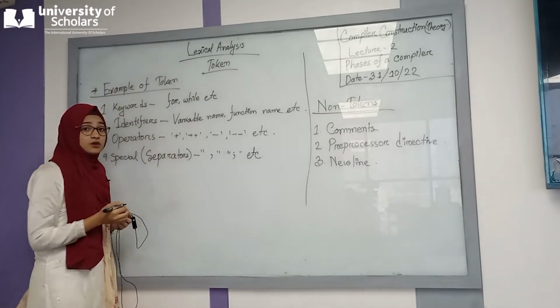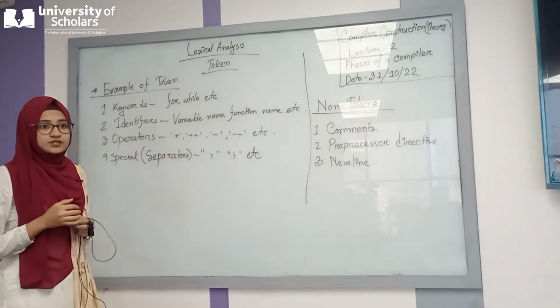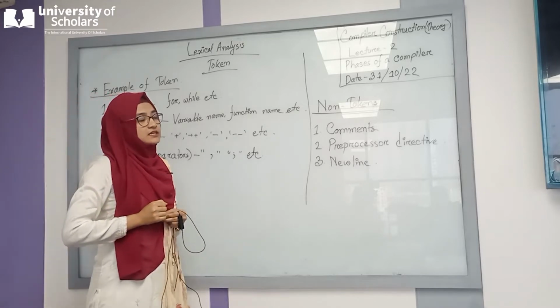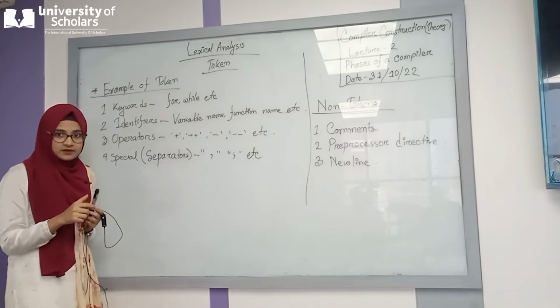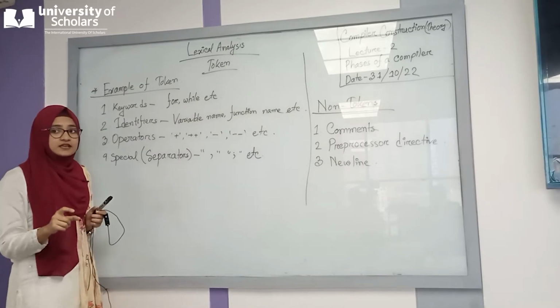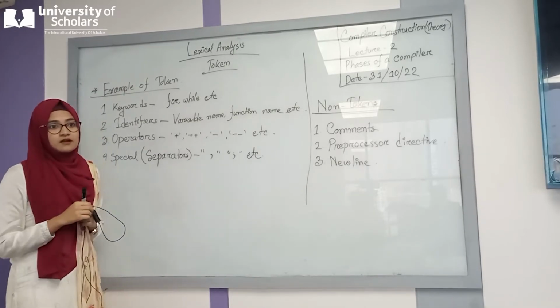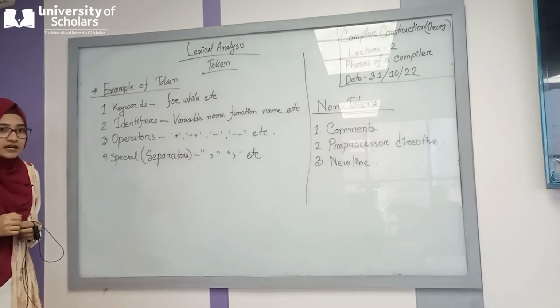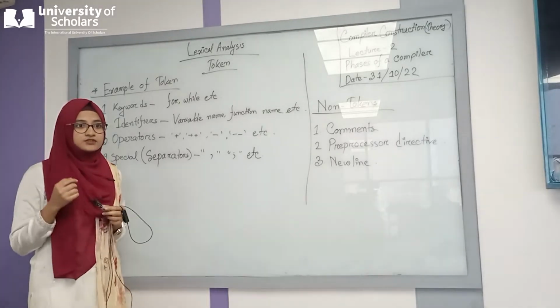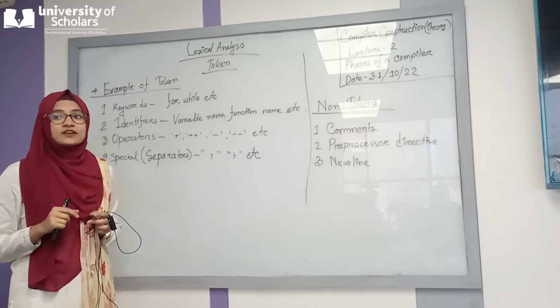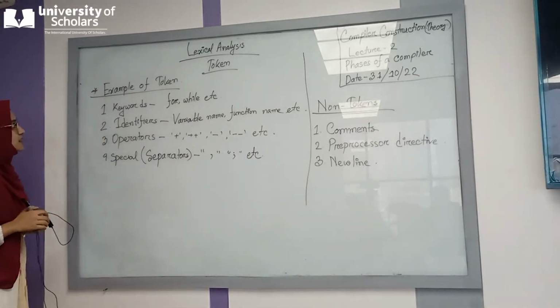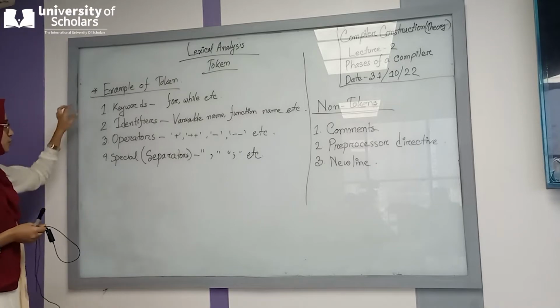Token is a set of characters which is going to identify a unit of information. Okay, a single token will identify a single information. Okay, what is a token? A token is a set of characters or sequence of characters which is going to identify a unique information. Okay. Now let's talk about the token.